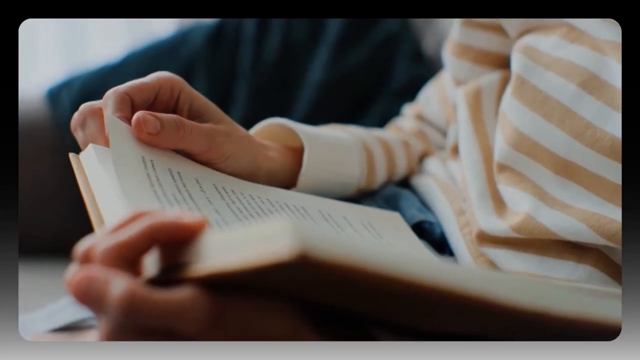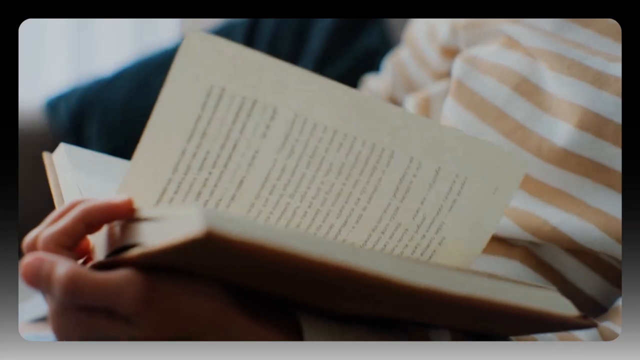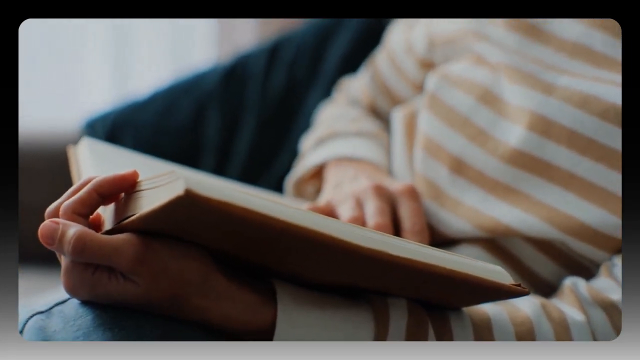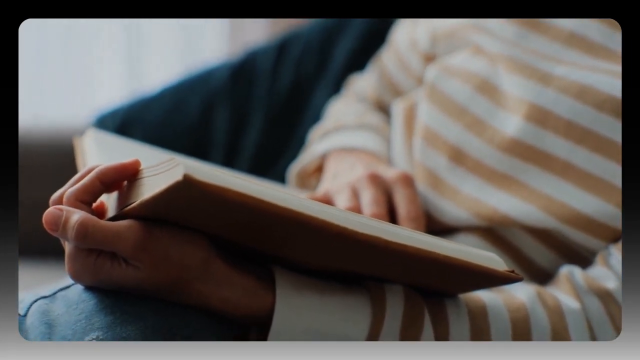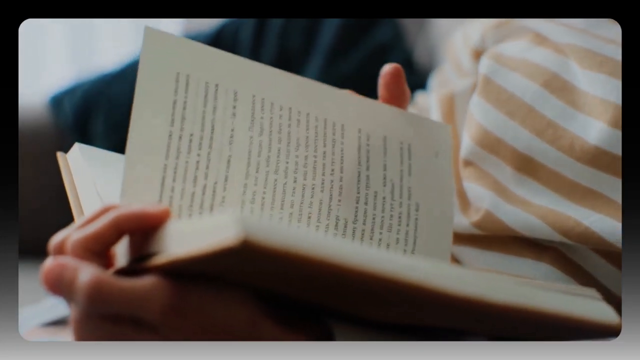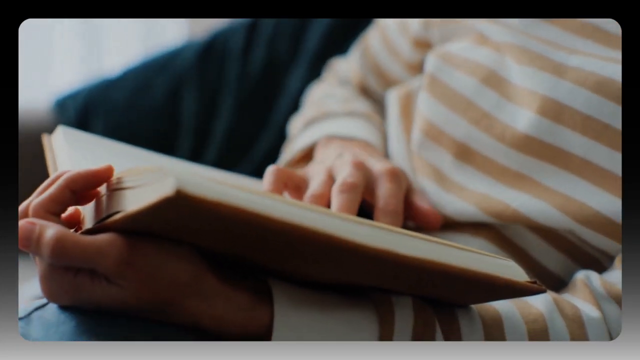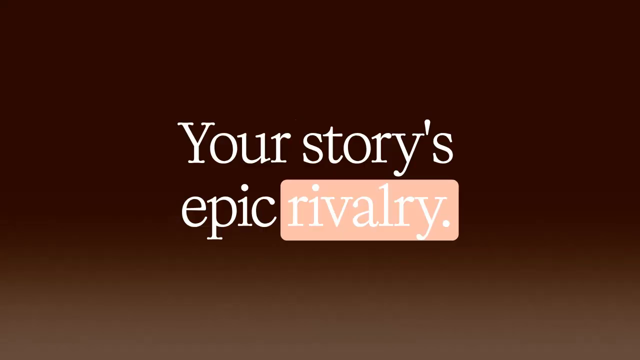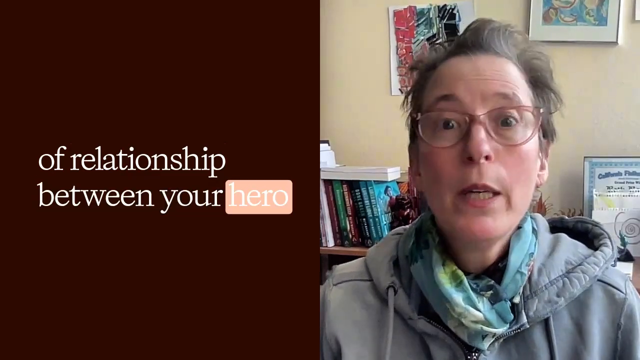Epic rivalries make for memorable stories, the kinds of stories that are worth rereading so we can immerse ourselves in the emotional intensity of the hero's multi-layered relationship with the villain. In other words, what lies between them is complicated, and we love it. Your story's epic rivalry. How do you create this kind of relationship between your hero and your villain?